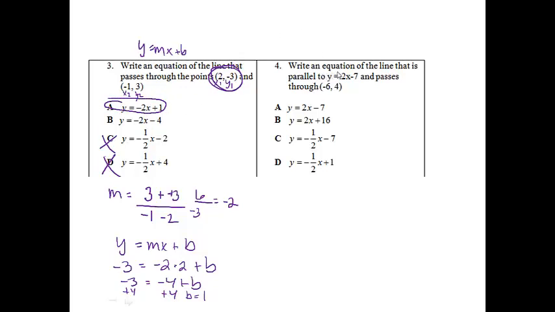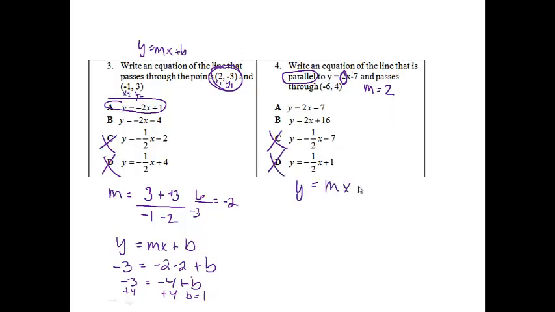Alrighty, number 4, write an equation of the line that is parallel to y equals 2x minus 7 and passes through -6, 4. Okay, if it's parallel to this, the slope of this line is 2, so I know the slope of my line, since it's parallel, also has to be 2, which once again gets rid of choices C and D. And then from here, I'm going to work it just how I did number 3.